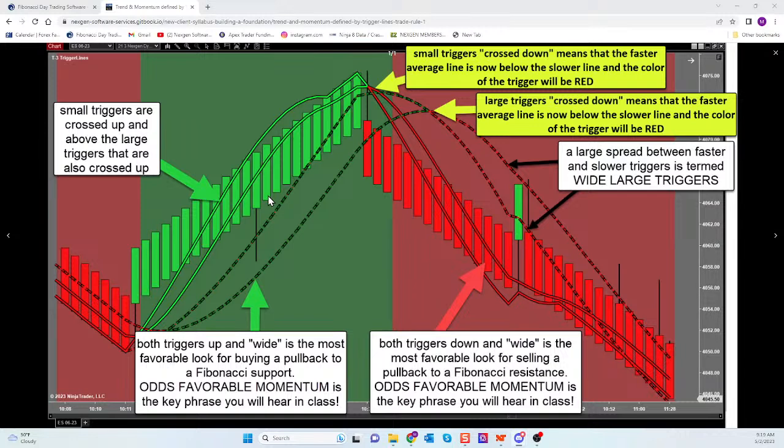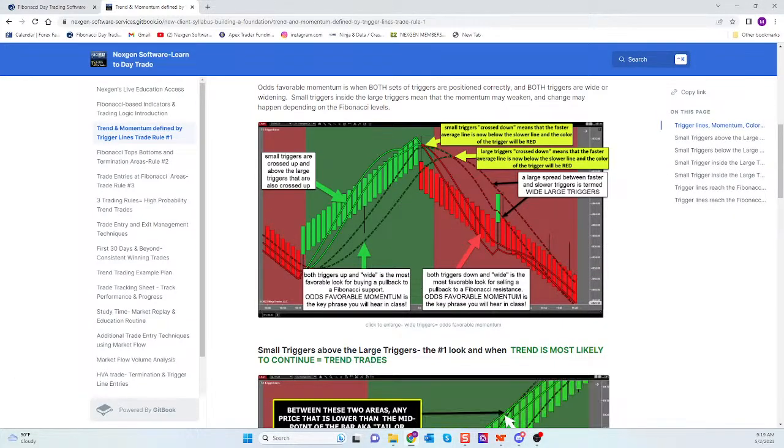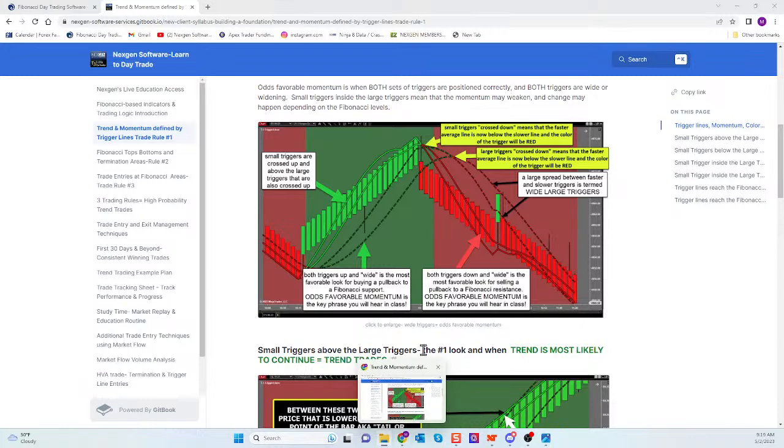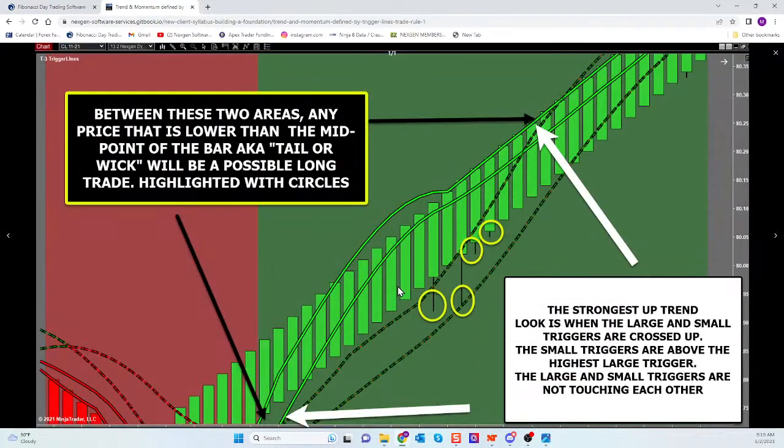So guys, rule number 1, odds favorable, small's below the large, large are wide, angled in the direction of the trend. Small's above the large, large are wide, angled in the direction of the trend. Giving you the advantage, that first part of the equation, the advantage of momentum. Is everybody comfortable with that? Especially my new people. I like to make sure that everybody's cool with this best of the best, guys.